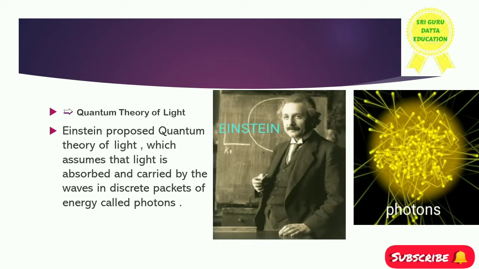Here we have a subheading for this long answer type question, that is the quantum theory of light. Einstein proposed the quantum theory of light, which assumes that light is absorbed and carried by waves in discrete packets of energy called photons. Here we can see the image of photons. Einstein gave an assumption that light is absorbed and carried by waves in discrete packets.